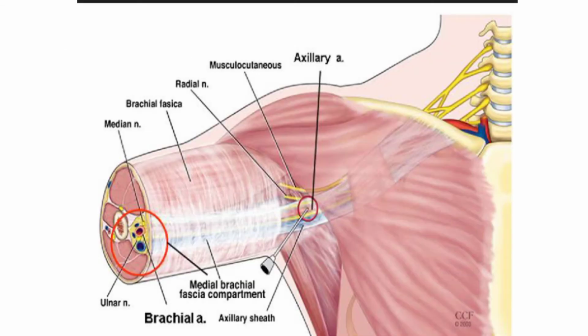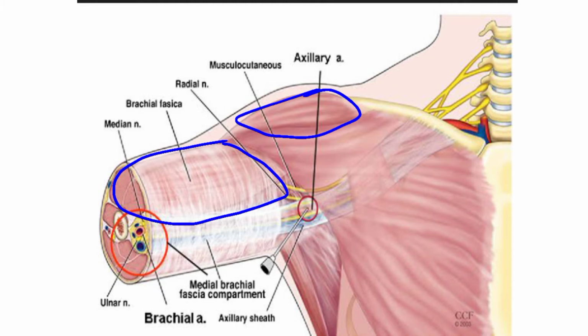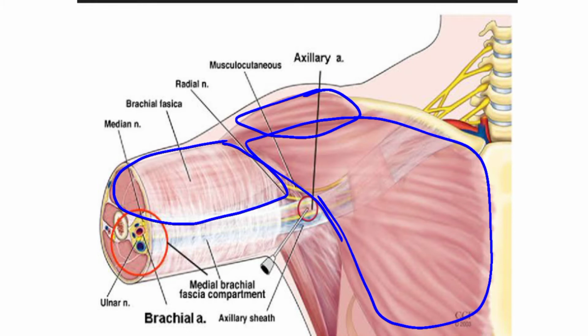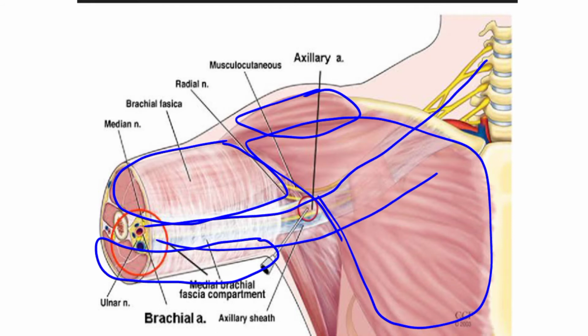So here I've showed the diagram. Here in front here you see the biceps, here the deltoid muscle, here the pectoralis major, below here the tricep brachii, and along here some vessels or nerves from the brachial plexus.